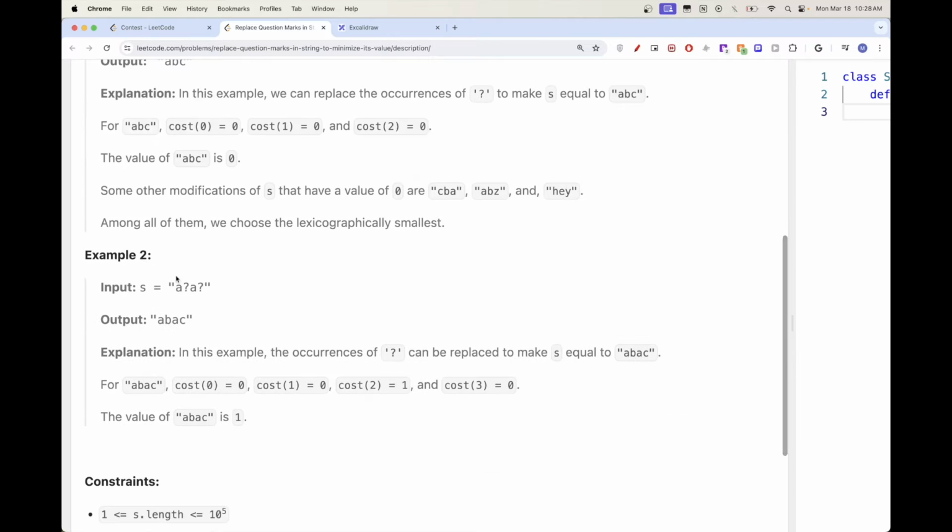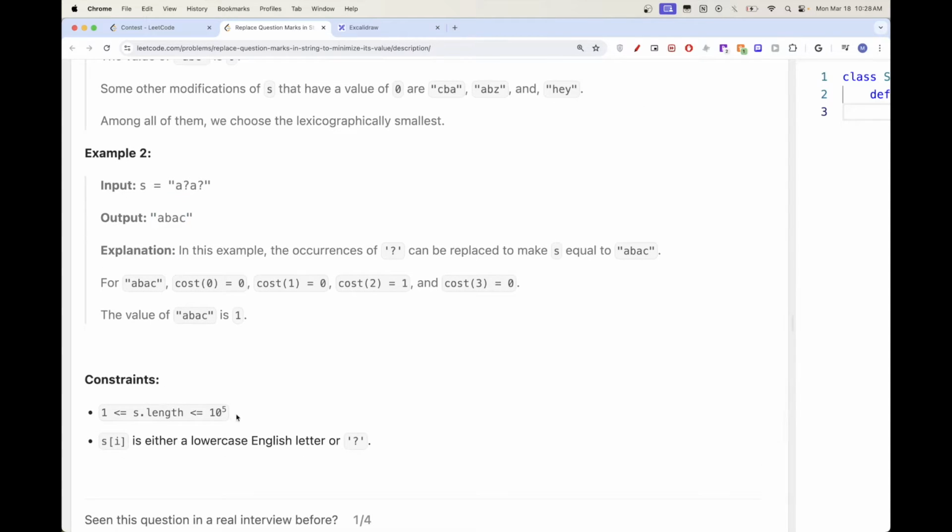Okay, now let's take a look at this one. The most optimal here is to put B here and C here. We don't want to put A because if we put A, then we increase the cost. And if we put B here and B here, we increase the cost as well. And so the smallest lexicographically and the smallest cost is this one.